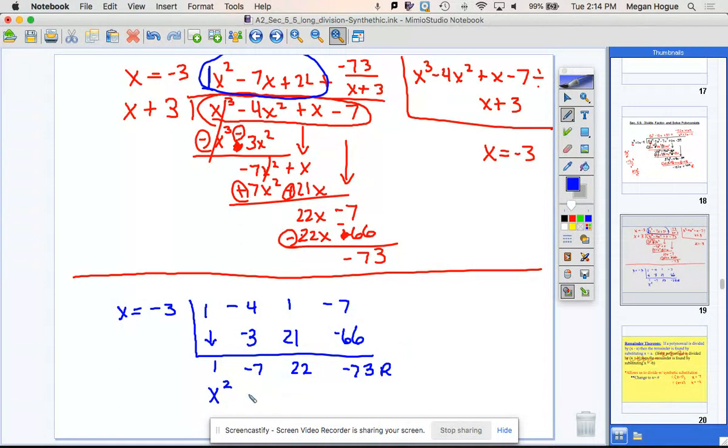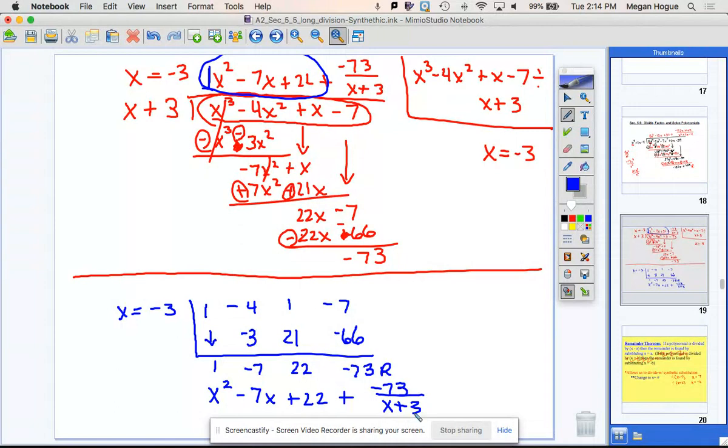Thanks. So x squared minus 7x plus 22, add my remainder, negative 73 over x plus 3. We knew it should have been the same answer. It's the same problem. Which one's easier? Synthetic, I hope.